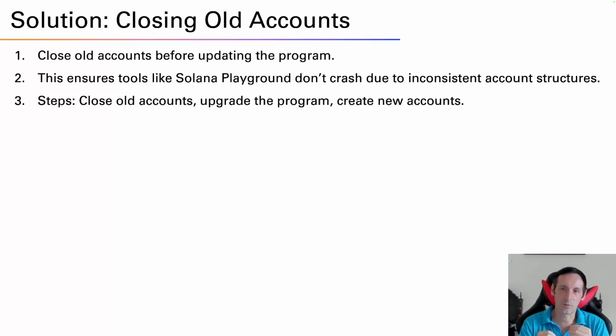This means that tools like the Solana Playground or your own client don't encounter these mismatched structures. So the short step-by-step solution is: close the old accounts, upgrade the program, then create the new accounts using the updated structure with the new fields that you added or removed, it doesn't matter. And then finally, when you try and fetch, all is well again, because there is no type mismatch. All accounts share the same type.